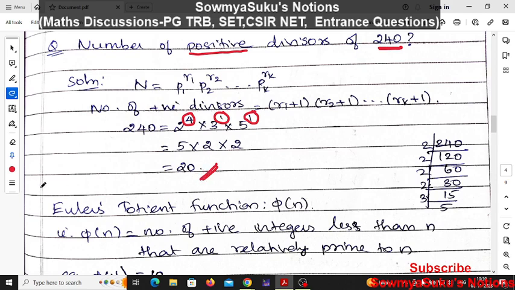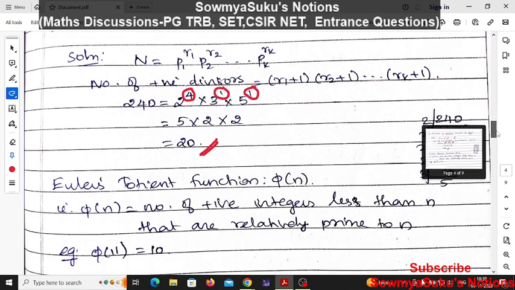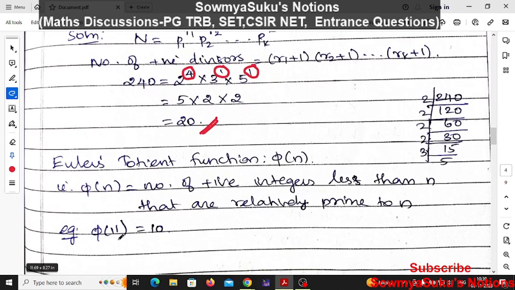Before, we see the Euler totient function, right? So that is phi of n. That means the number of positive integers less than n that are relatively prime to n. That is Euler's totient function. So here phi of 11 is equal to 10. So you have to see positive integers less than n. That means numbers less than 11 and relatively prime to 11, you have to take.